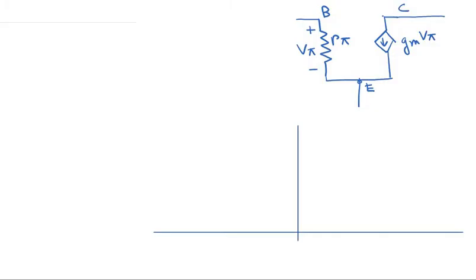This horizontal axis is our collector to emitter voltage VCE, and this vertical axis is our collector current IC. For an ideal transistor, provided that the transistor is in the forward active mode, the collector current would be constant once the transistor reaches the forward active mode. So the collector current is constant with VCE. This is the behavior of an ideal transistor.